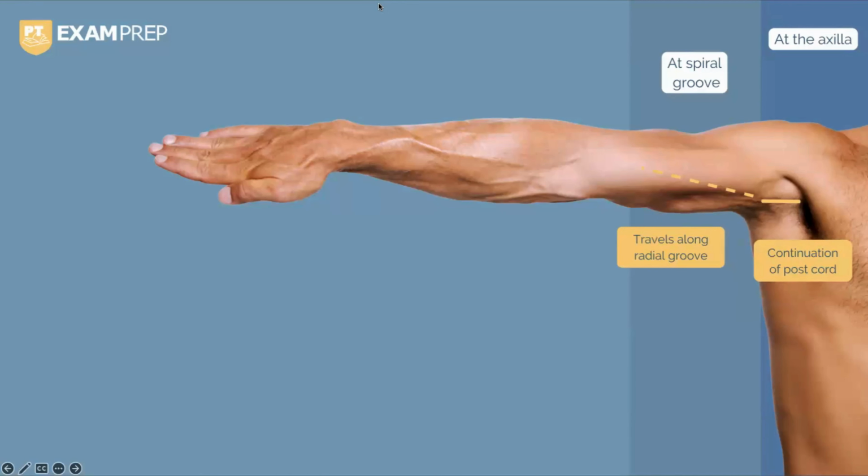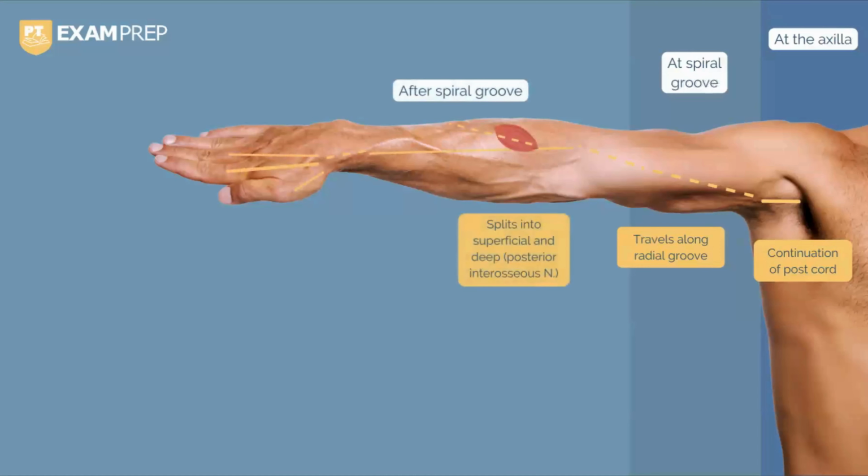Yes, we still have our medial head of the triceps. So what does this mean? This means that we do still have some elbow extension. Okay, so let's keep going with this. As it leaves the spiral groove, it supplies a branch to the medial head of the triceps.